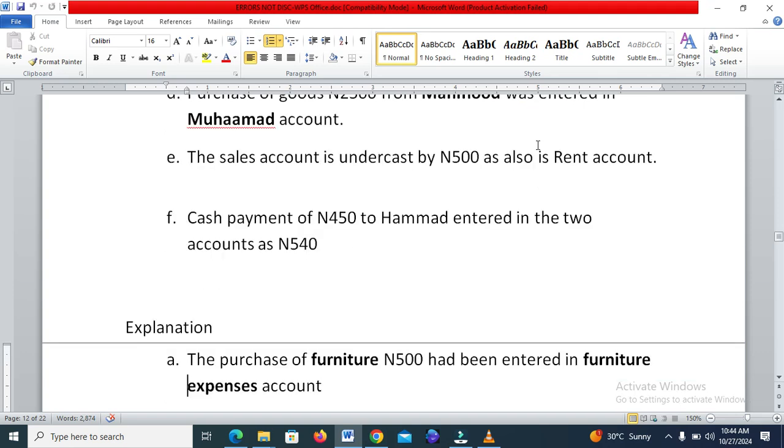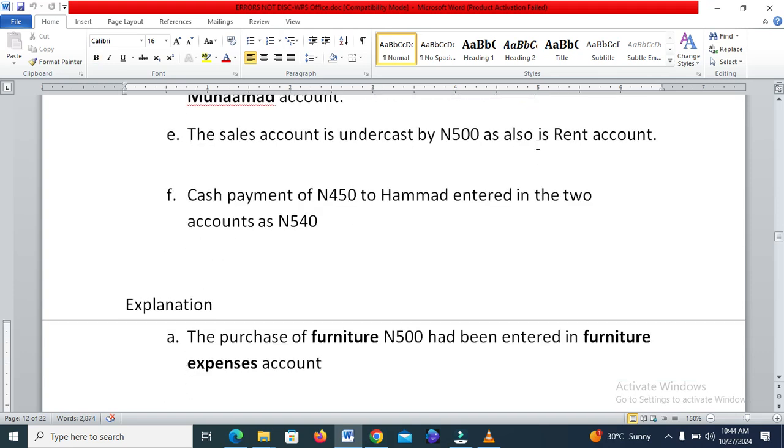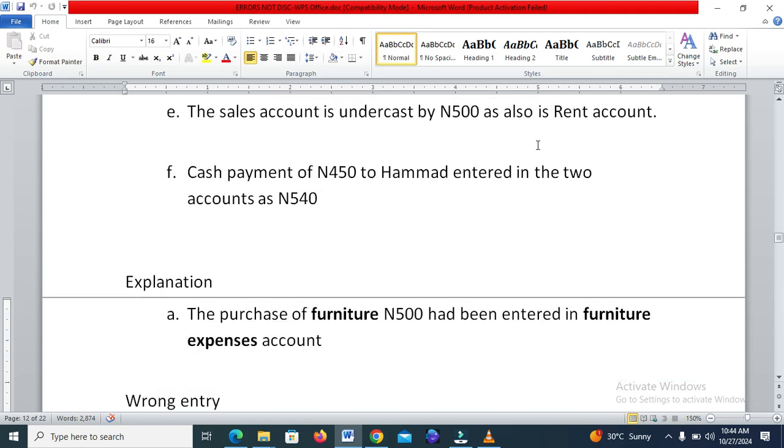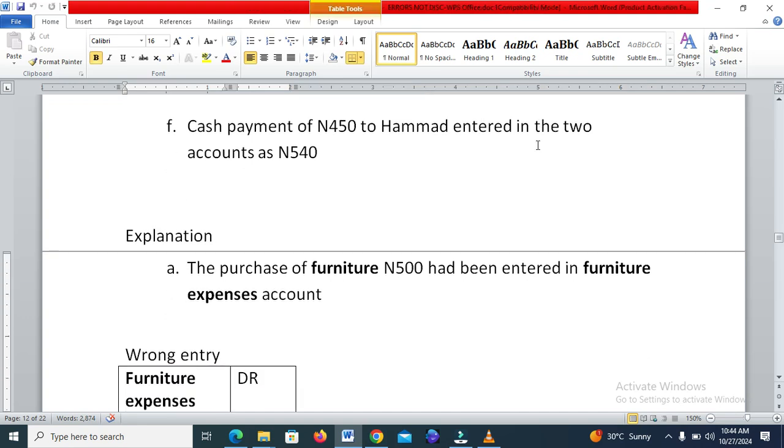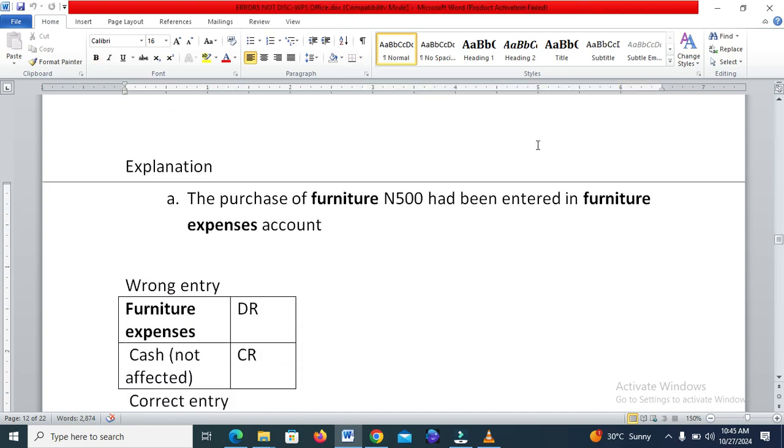Now, looking at the explanation, the first statement is: purchase of furniture 500 naira had been entered in furniture expenses account. It's a wrong entry. The wrong entry is this: furniture account was supposed to have been debited, but it was recorded in the furniture expenses account.